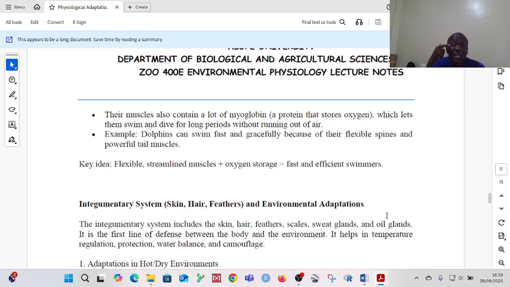Then the muscles also contain a lot of myoglobin. We said myoglobin is a protein that stores oxygen. So once they have a lot of oxygen stored within their muscles by myoglobin, then they can swim for long periods without running out of the oxygen storage. So among the aquatic animals, they are flexible, they have streamlined muscles, and they have oxygen storage in terms of myoglobin. What all this enables them to do is increase their ability not only to be fast swimmers, but also efficient at swimming.